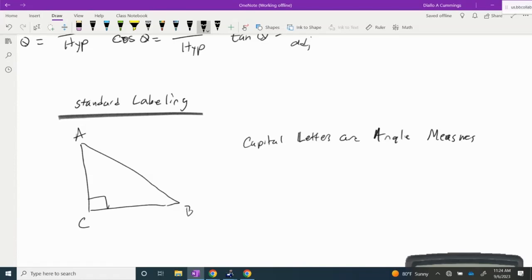Because on some of these problems, they'll show you a triangle, and on other problems, they'll just give you the dimensions without showing the triangle. When you're given the dimensions without showing the triangle, they're using what's called standard labeling. For standard labeling, capital letters are your angle measures, and normally C is your right angle. The lowercase letters are side lengths.